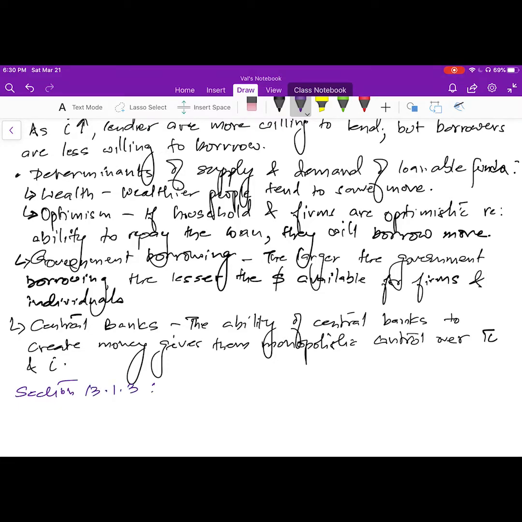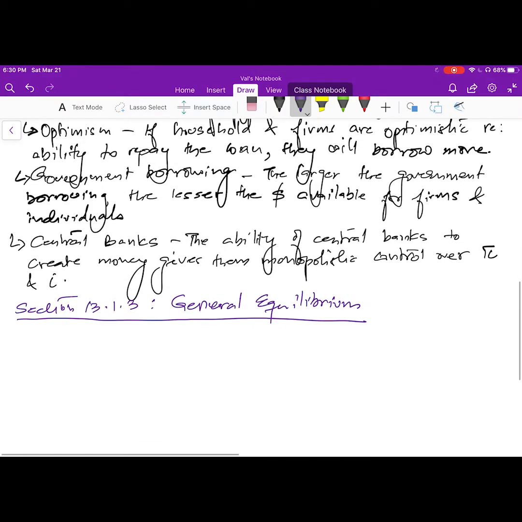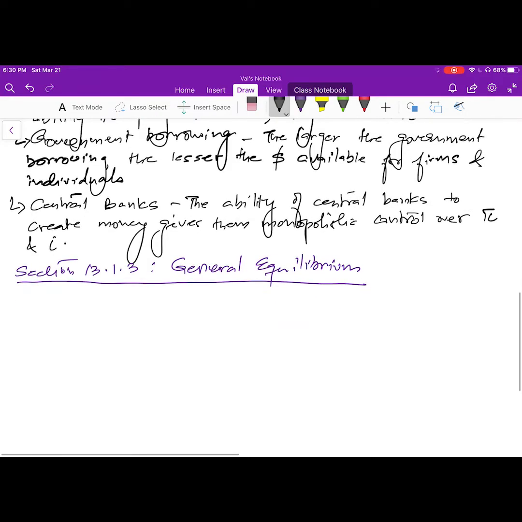And in this section, we introduced the general equilibrium. So general equilibrium takes some parts from things we have talked about in the previous graph and adds to it. Okay. So this is just an example of how general equilibrium works.